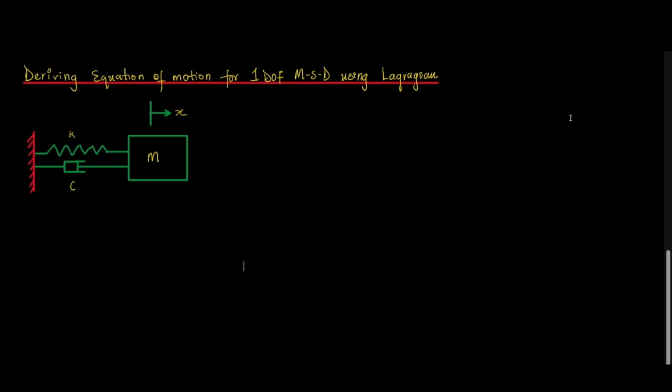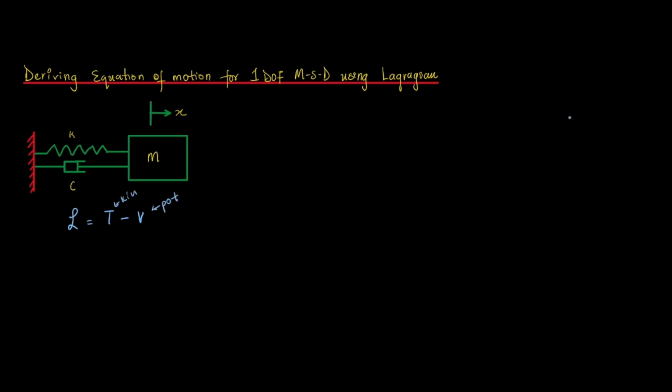In this video, we're going to be deriving the equation of motion for a 1 degree of freedom mass spring damper system using the Lagrangian model. So the Lagrangian formula is simply L equals T minus V, where T is kinetic energy and V is potential energy.